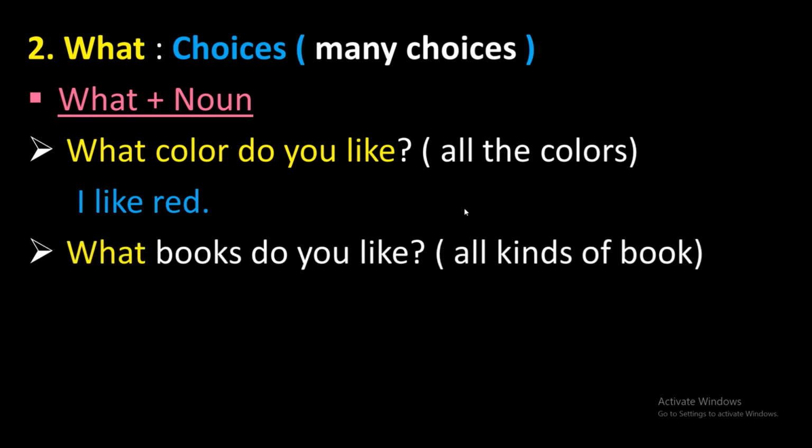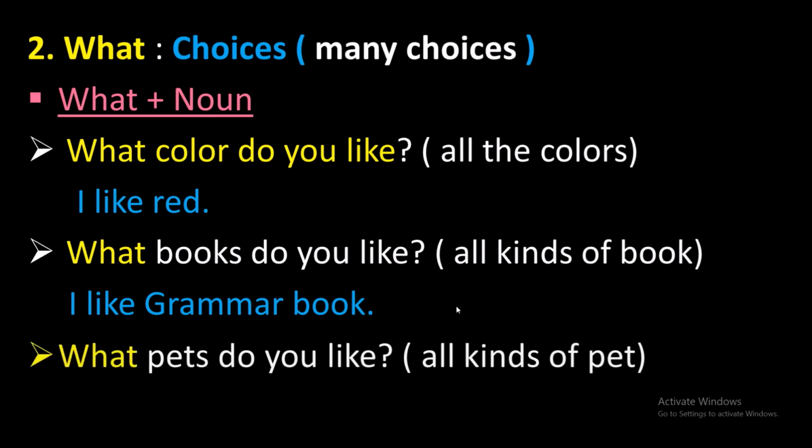Another example. What book do you like? All kinds of books, like science book, grammar book, history book, story book, computer books. So you choose. I like grammar book. Now we are studying grammar, so you must like grammar book here. So grammar book is one of all kinds of books here. So you like grammar book.